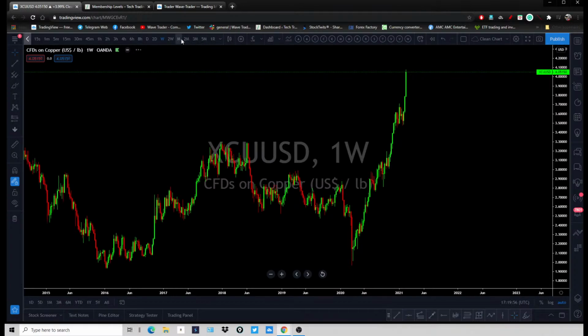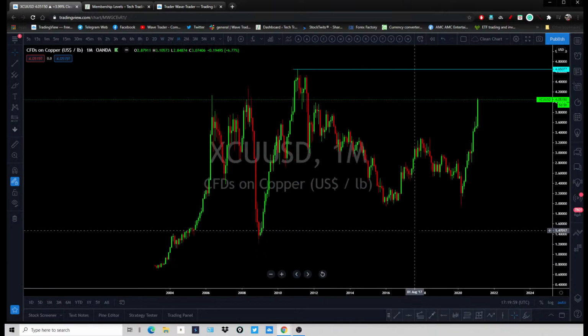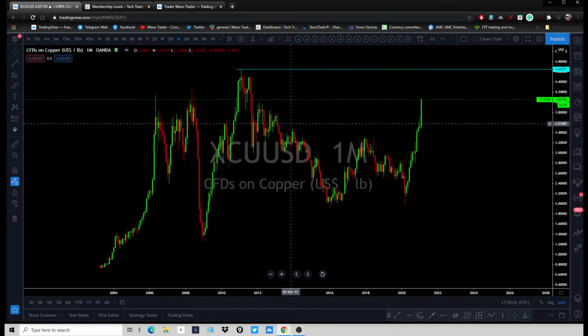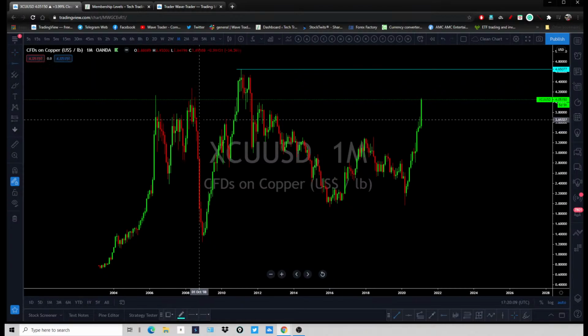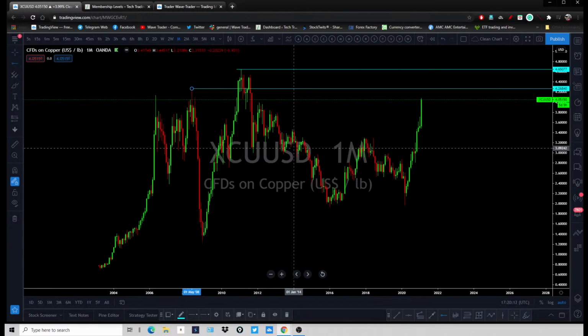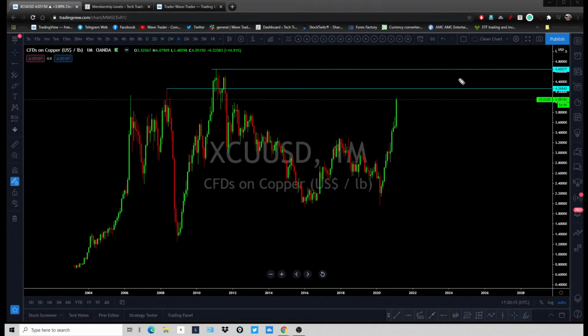Okay, copper is just breaking everything, and going back to the 2008 top, we are just about to tag the 2008 top. I'm anticipating that we're going to see again a sharp sell-off on the copper from these tops. A big drop, similar kind of drop on copper, a big move, big opportunities for a longer term sell-off on the copper.